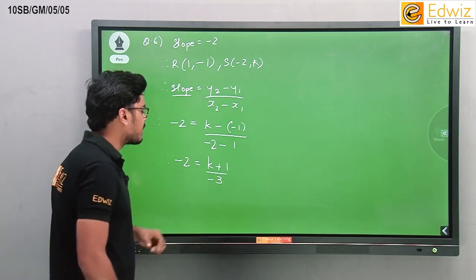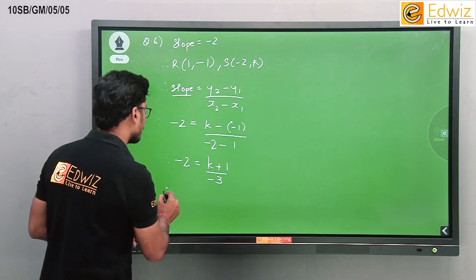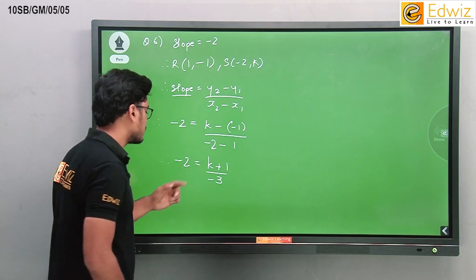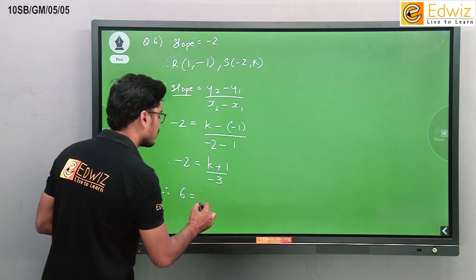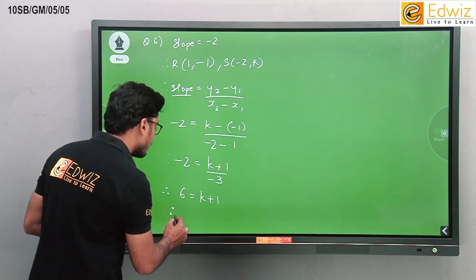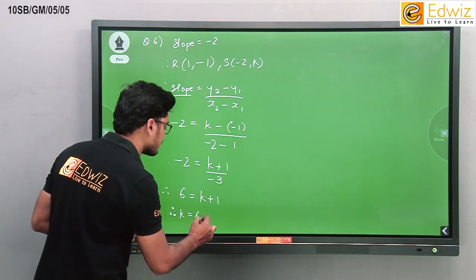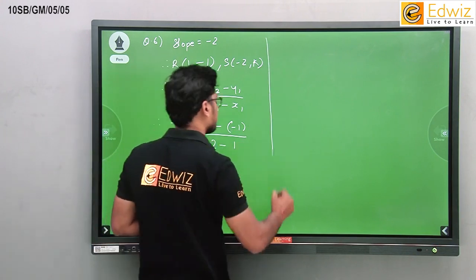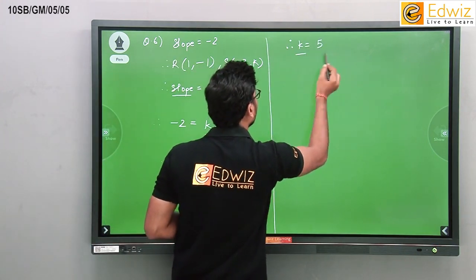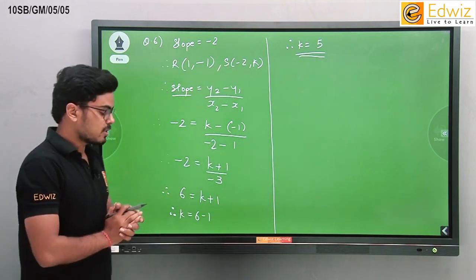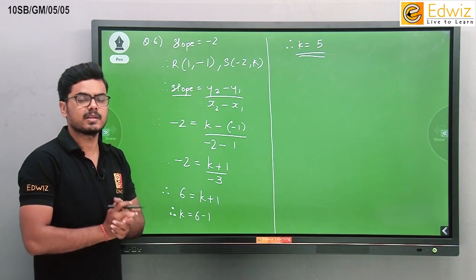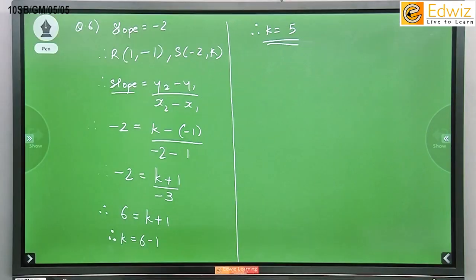Okay, cross multiply minus 3 into minus 2. Both are negative numbers, so what will the answer of the multiplication be? Positive. 3 2s are 6, which will be equal to k plus 1. Take 1 to the other side. The value of k will be 6 minus 1. Therefore, final answer: k is equal to 5. Okay, so this was question number 6. Now finish writing this fast in 20 seconds, then we'll move on.